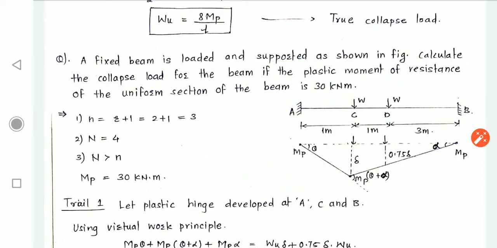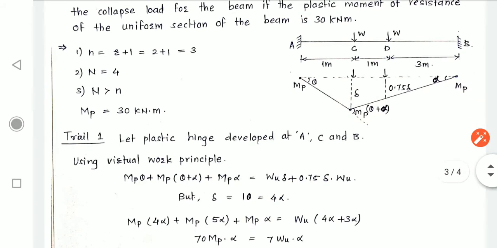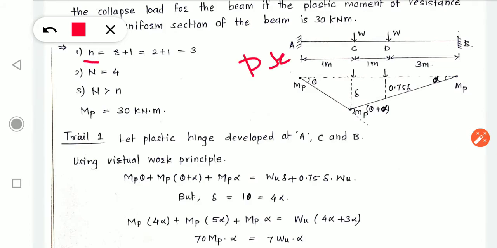And let's see how to solve such a type of problem. The very first time, as usual, we find the small n. Again it is a fixed support, so you will get DS equals 2. So 2 plus 1 will be 3, and the number of actual hinges going to develop in this beam is 4, because we have one at the fixed end, one at the second fixed end, the third below this concentrated load, and the fourth below the second concentrated load. Therefore we come across 4 actual hinges.